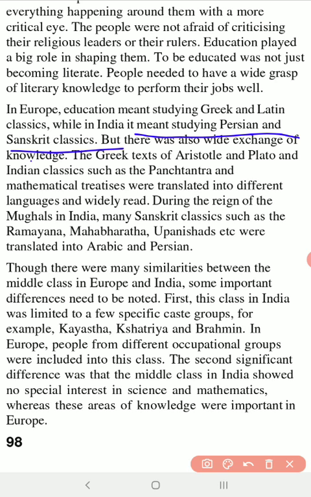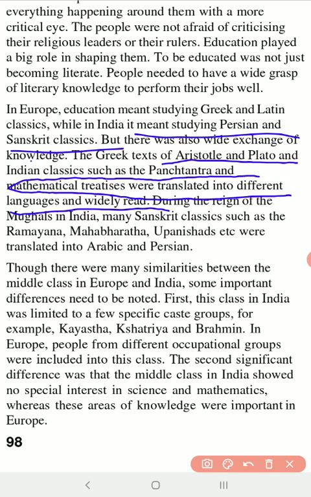When people study Greek and Latin, usually they also study the ancient scripts, ancient texts, like the Greek texts of Aristotle and Plato. Okay, and then the Indian classics such as Panchatantra or mathematical treatises. All these things were slowly translated into the local languages. That is the aim of the education.